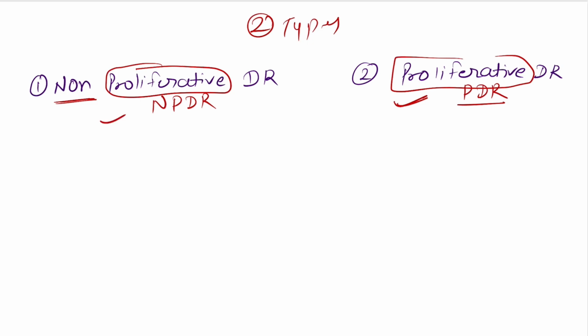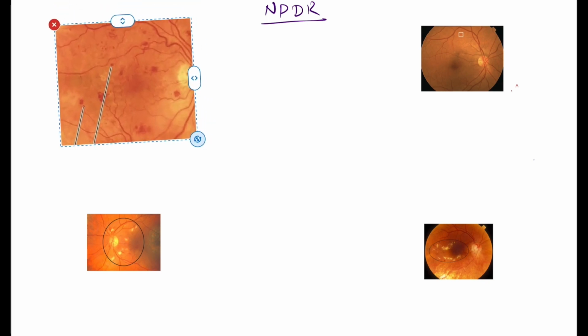If the neovascularization is not there in the non-proliferative diabetic retinopathy, then what is there? These are four things you have to remember for the NPDR. The proliferation, the neovascularization is not there, but these four things are there which you will remember. What are these? Let's talk about them one by one. So the first photo we have is this one, in which you can see the dot and blot hemorrhages.